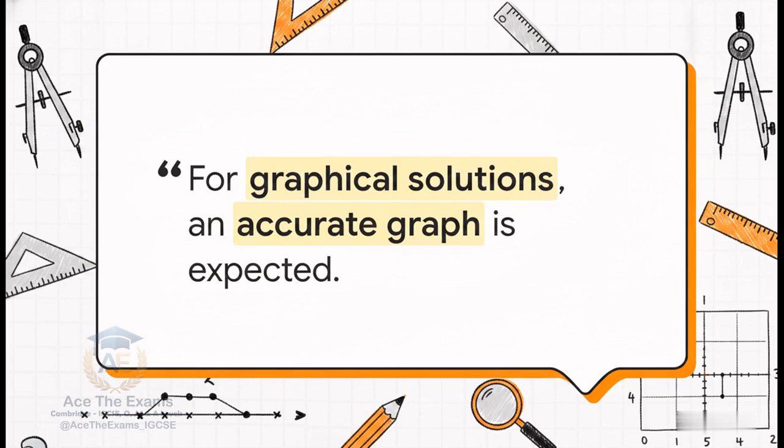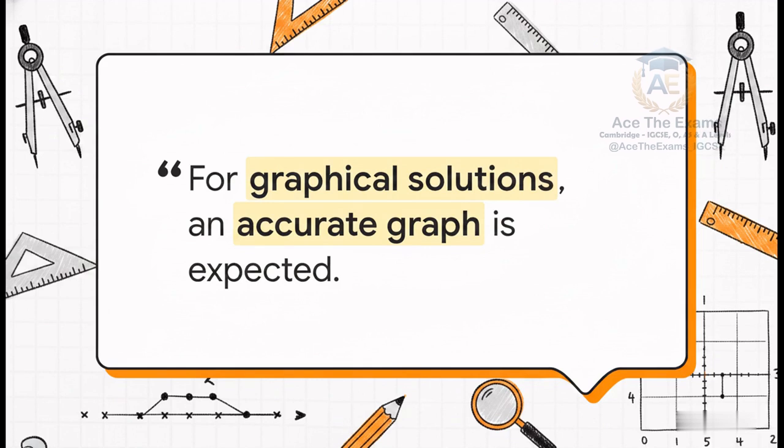When the examiners use the word accurate, they absolutely do not mean a line that just vaguely points in the right general direction. Accurate is a heavily loaded command word. It demands a rigorous, uncompromising precision. We are talking about using mathematically sharp pencils. We are talking about precise plotting using fine crosses instead of thick, messy dots that cover half a square unit. It means choosing an appropriate scale that maximizes the given grid rather than cramming your entire graph into a tiny corner of the page. And it means drawing a mathematically sound line of best fit that perfectly balances the coordinates.